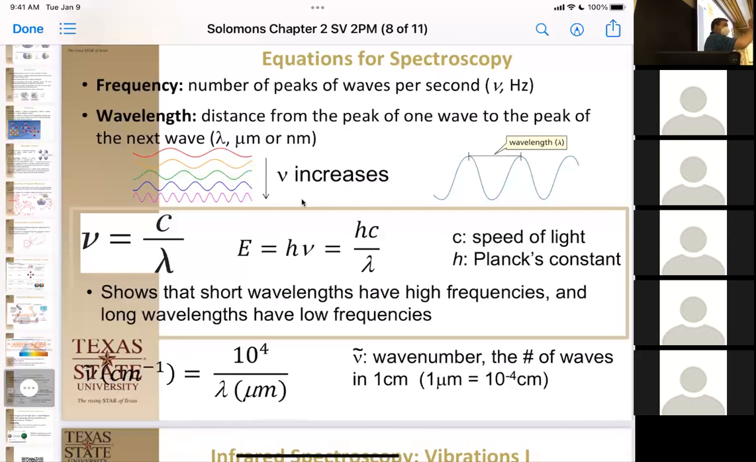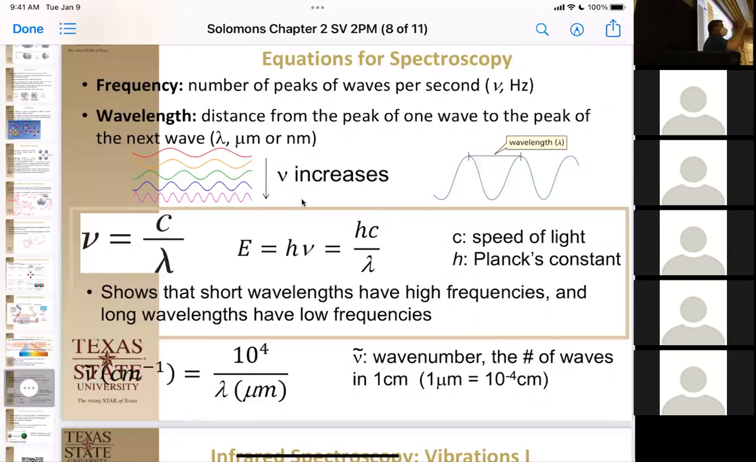The number of waves per second. So this is per second, hertz. That means if light is traveling through space or whatever and has 5,000 cycles per second, it has a frequency of 5,000. Okay, that is different than wavelength.